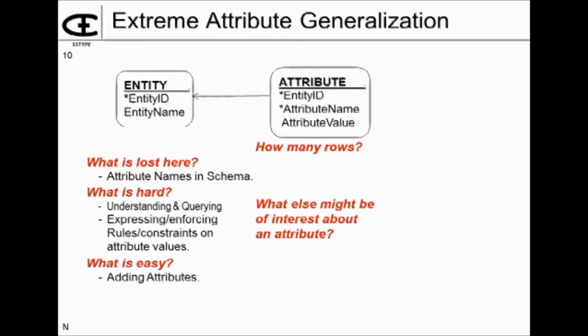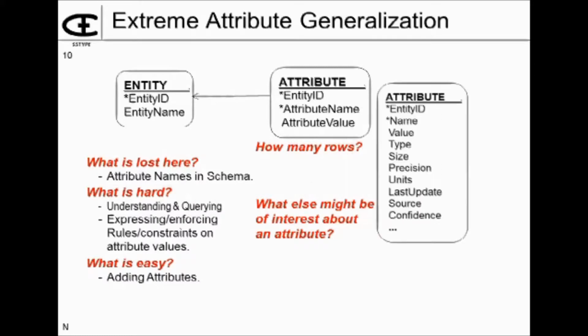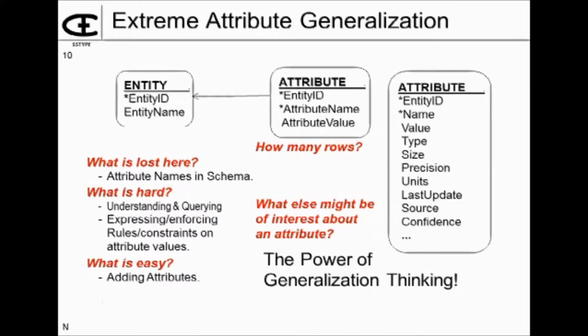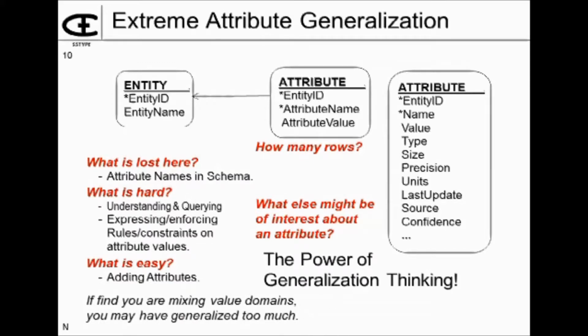Is that all we'd ever want to store? We usually have a lot more information about an attribute, don't we? I mean, very simply, we'd have things like data type. In fact, I could suggest all kinds of things besides the name and the value. The type, the size, the precision, the units of measurement, the date it was last updated, the source of it, etc., etc., etc. Do some tracking. The level of confidence that we can have in it.